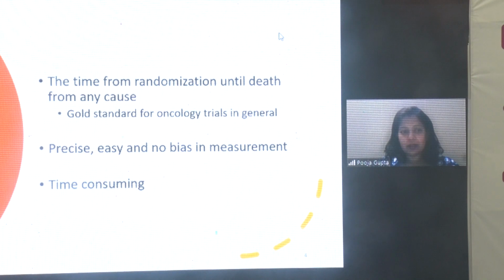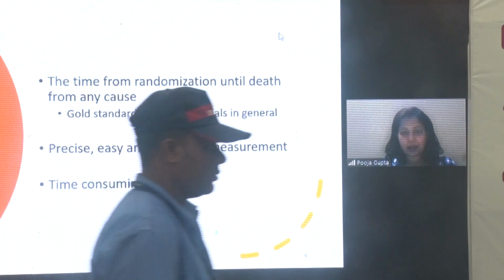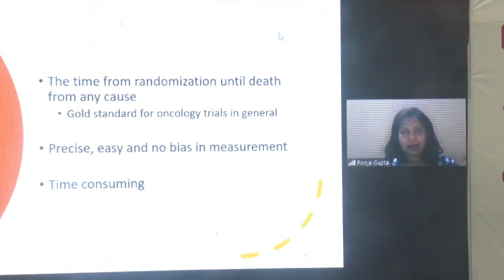Overall survival is measured from the time of randomization till death from any cause. That gives us the actual clinical benefit that the drug is going to give in a particular cancer. It's precise to measure. The patient is alive or dead, so that's very easy. Death is a very specific event, so there cannot be any bias in its measurement. However, on the flip side, it is very time consuming, especially for cancers which have prolonged longevity based on the treatments available.